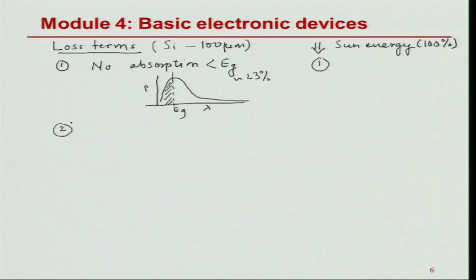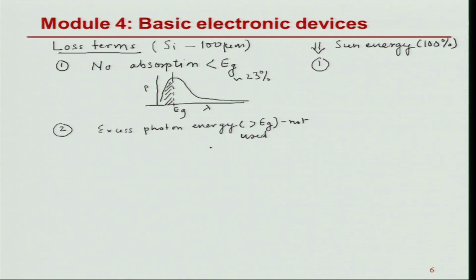Then the second point is, whatever I am absorbing above Eg. When I am at Eg, I am absorbing exactly the right amount. But if I am absorbing energy above that amount, what happens to that energy? It has to be lost non-radiatively, because the carrier will come down to the EC and then there will be radiative recombination. So whatever is the excess photon energy, for absorption greater than Eg, it is not used.